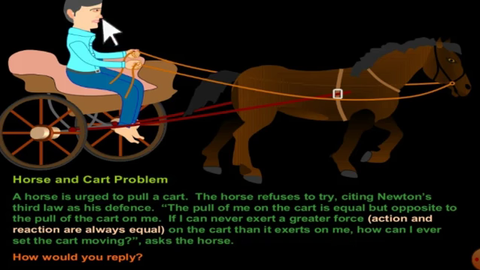Suppose you are sitting on a cart like this, the person sitting on the cart is you yourself, and think, what will be your reply to this horse? When the horse is saying that according to Newton's law, the force that I am pulling will also be equal and opposite to the reaction, then why should I pull it? If the horse said like that, then how would you reply to the horse?